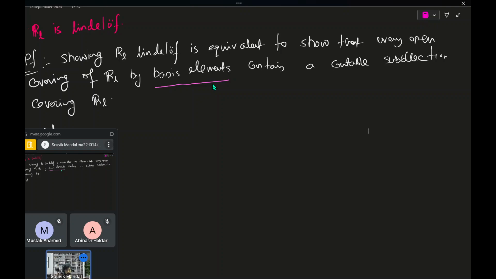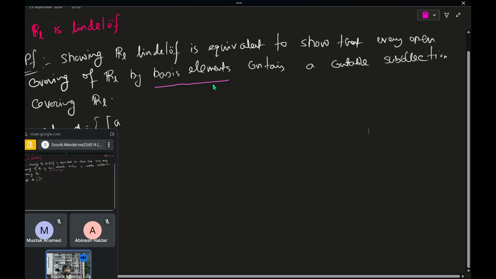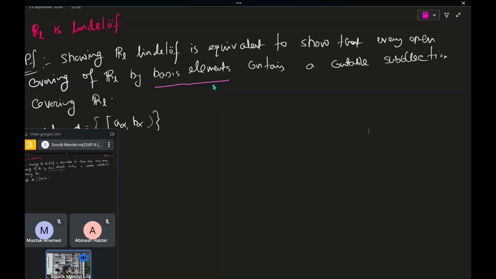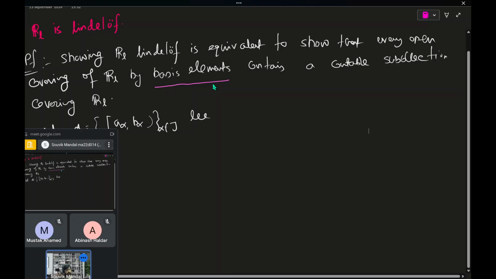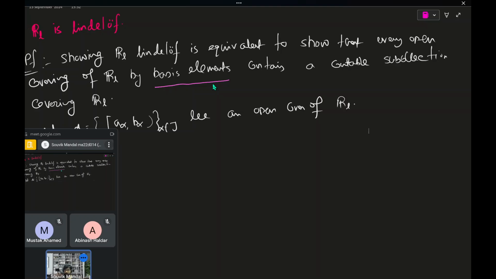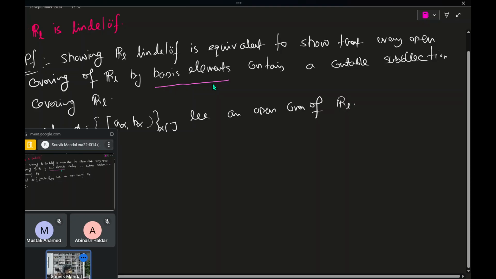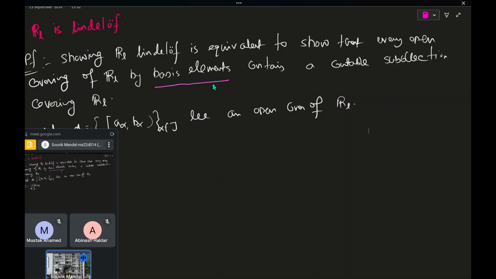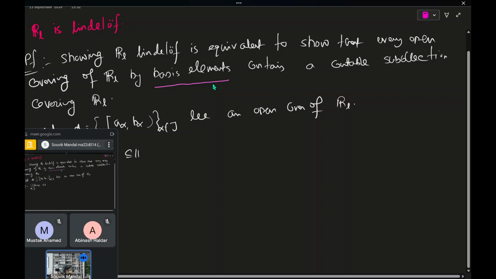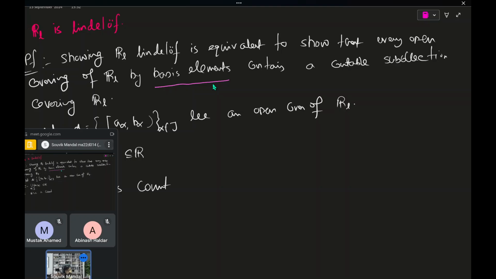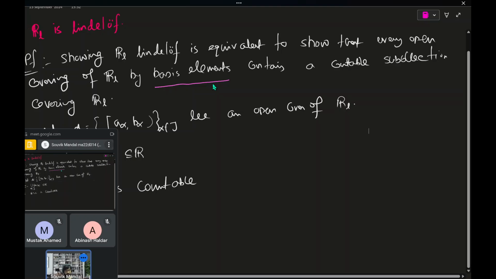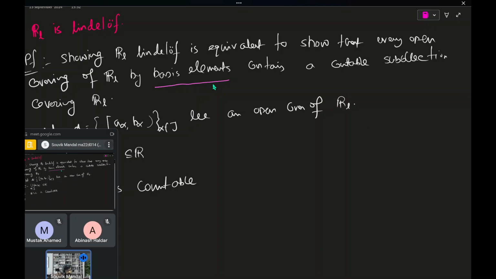Start with the cover containing all the base elements [a_alpha, b_alpha), alpha belongs to J, an open cover of R_l. Now we define C to be the union of [a_alpha, b_alpha), alpha belongs to J, a subset of R. First we are going to show that R minus C is countable.